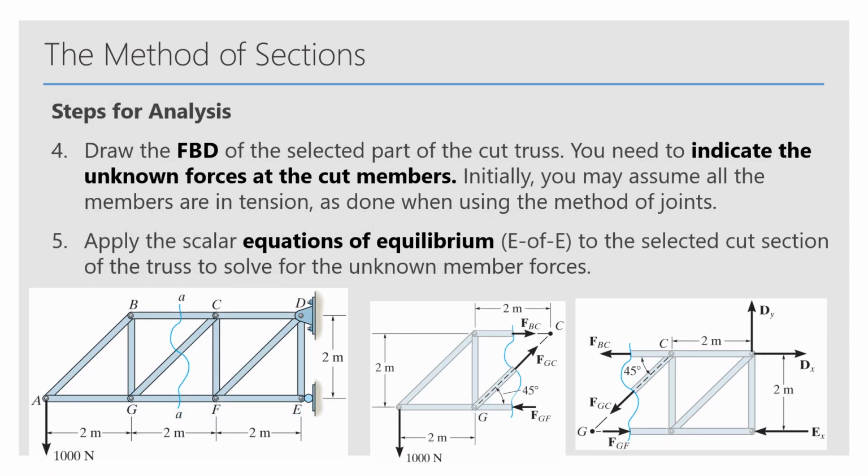Fourth step is to draw a free body diagram. Select the part of the truss, and then you need to indicate the unknown forces at the cut member. So you need to label what your forces are that you're looking at. And then lastly, you apply the scalar equations of equilibrium for this cut section, and then you determine what your unknown member forces are.